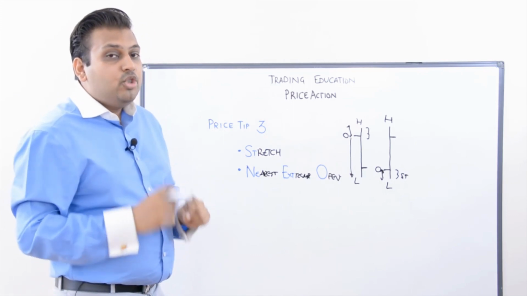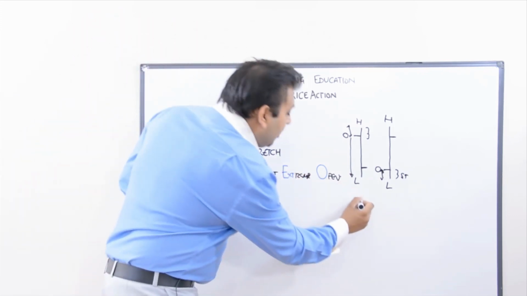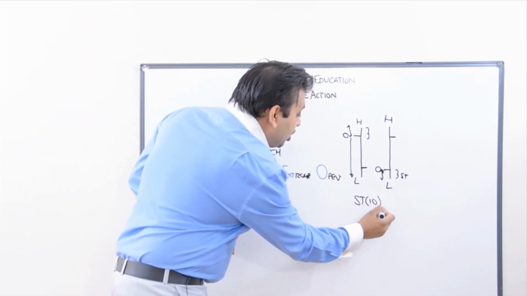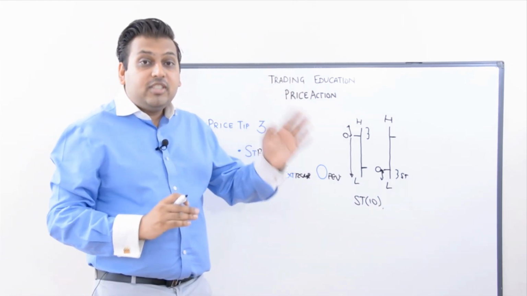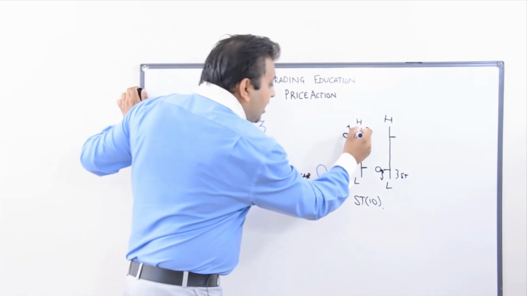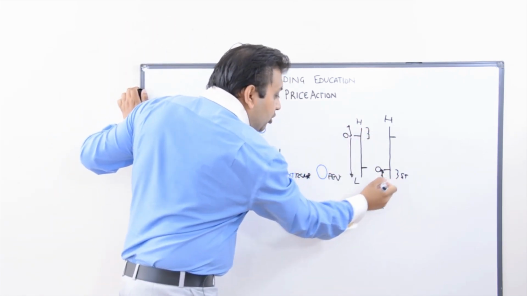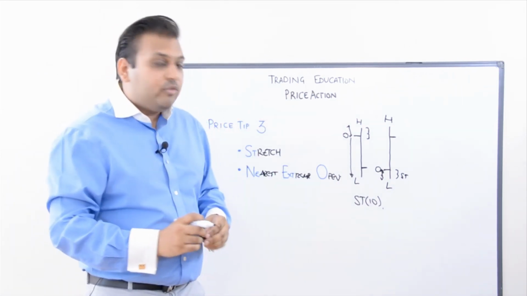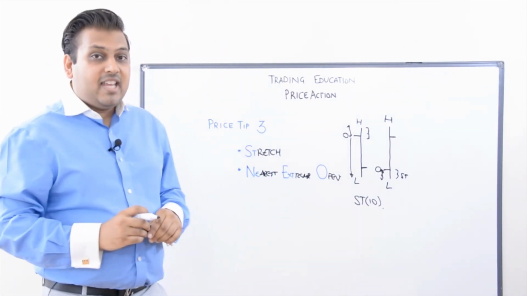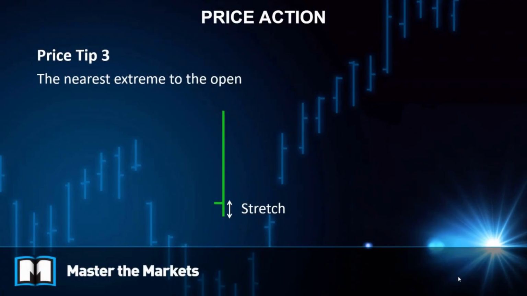Now, sometimes you may see the stretch referenced as something like this, stretch 10, which basically means you're taking an average of the stretch over 10 bars. So you're taking these distances, the closest extreme to the opens, for 10 bars, and you're getting an average of them, so you're understanding what ST10 is. So let's now go on to some key statistics about the stretch, which you can look at and understand in this table, which will give you some very, very important information.